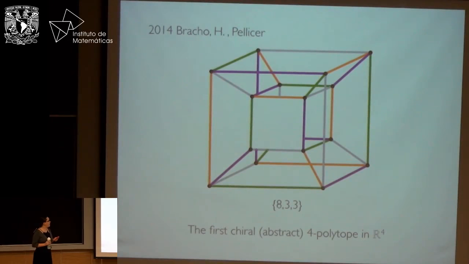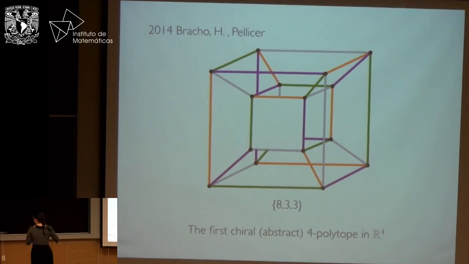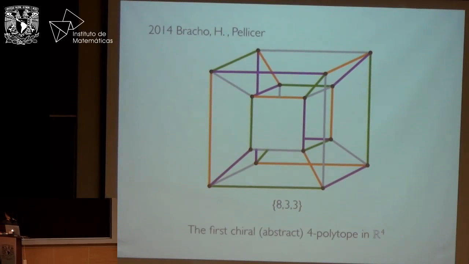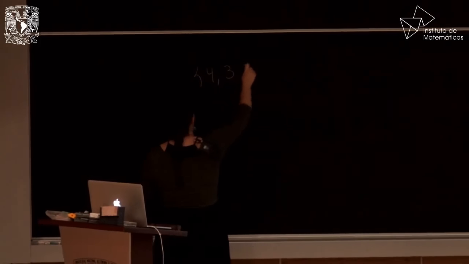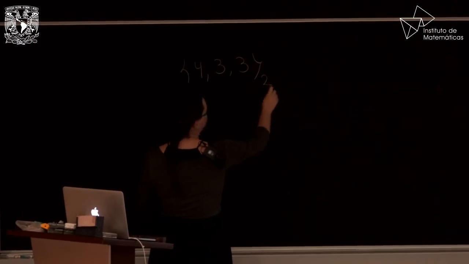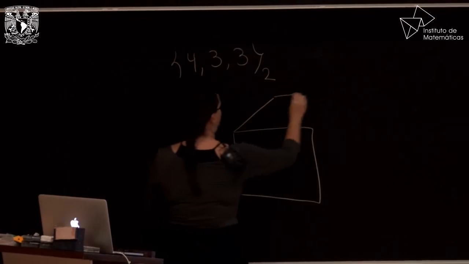Even though we got it from a completely different point of view, a group theoretic point of view that I'm going to roughly tell you about. But if you take the first example of the twisted honeycomb that I showed you of Coxeter, the picture again, the one that I called the 4-3-3-2, so it was just a cube.